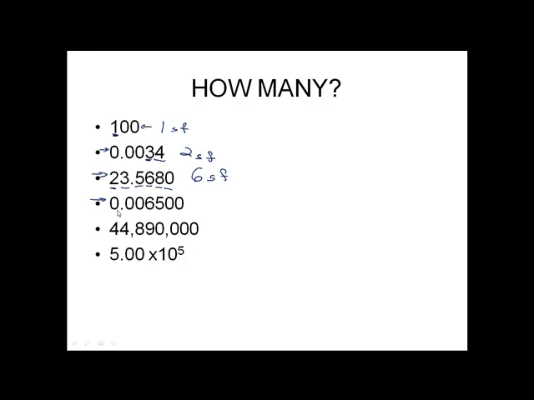Here, we have the decimal point present, so we start on the left. We hit a non-zero number, the 6. Anything after that is significant. 4 sig figs.